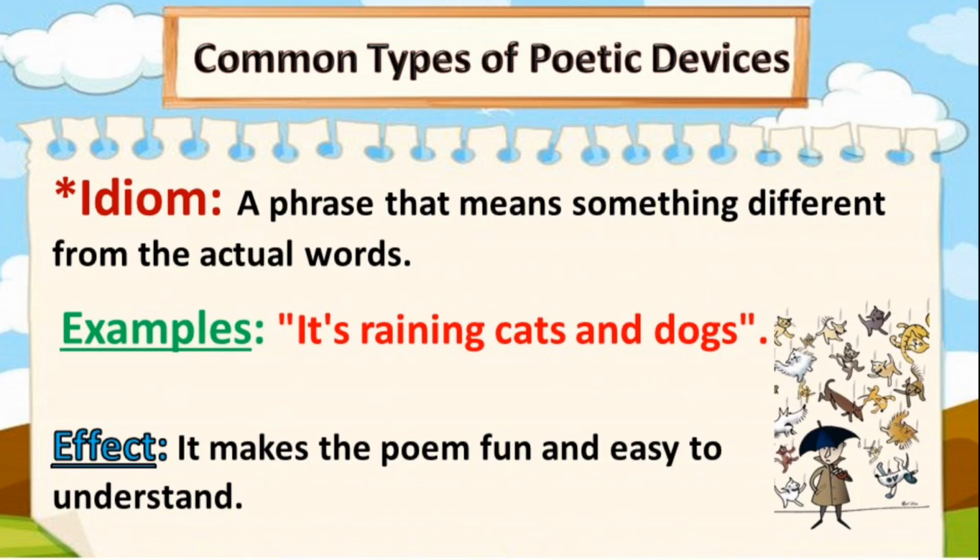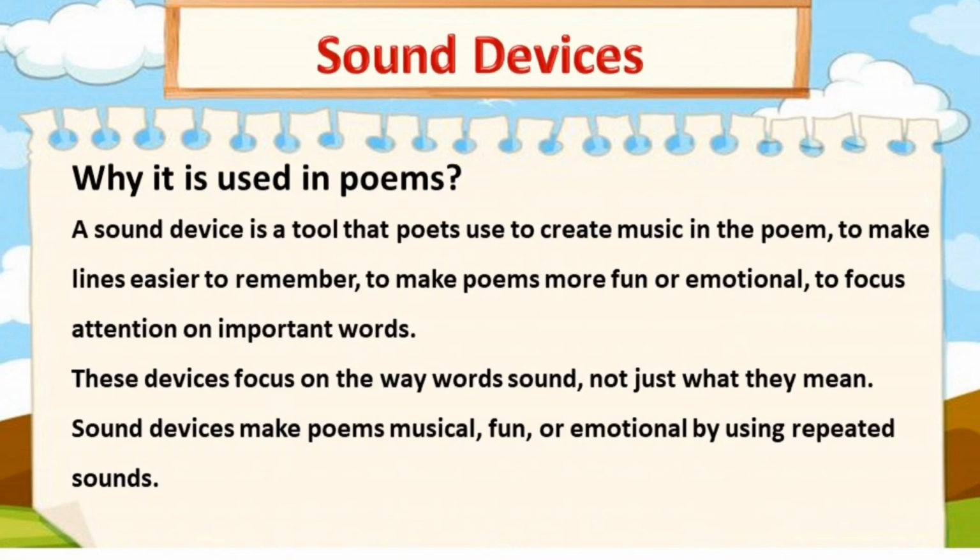Do the cats and dogs really rain? But no, the meaning is that it's raining very heavily. But the poet gives a fun and easy way to understand by using such types of idioms in the poem. So it gives the poem an effect of fun. Next device is sound devices.